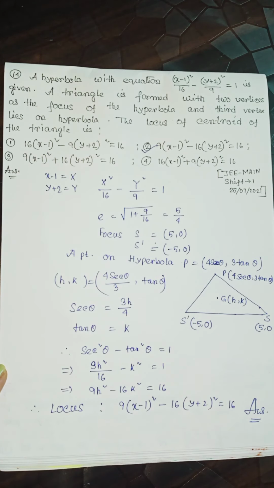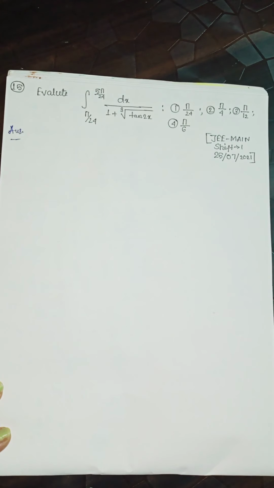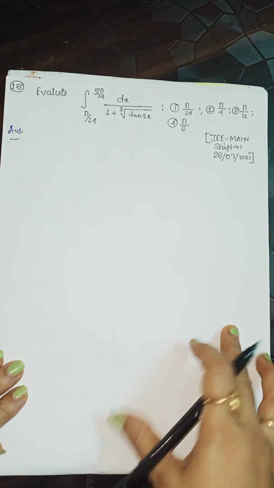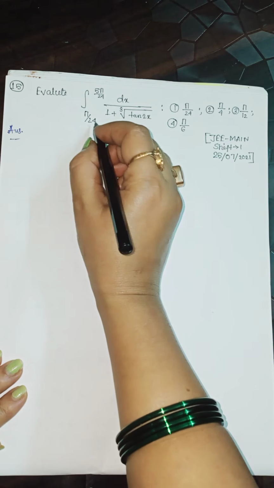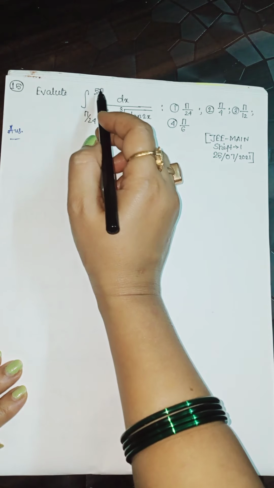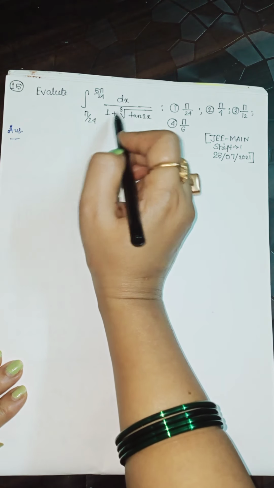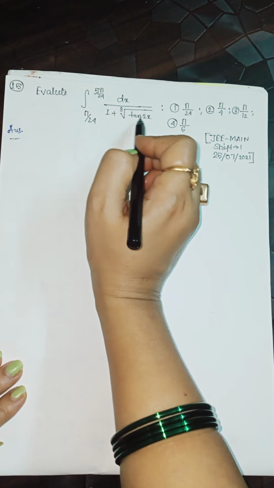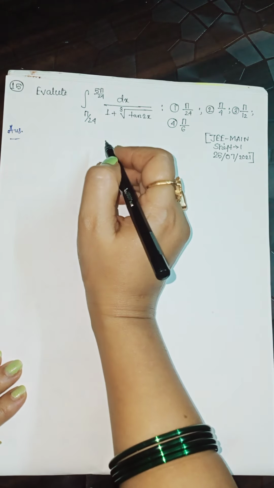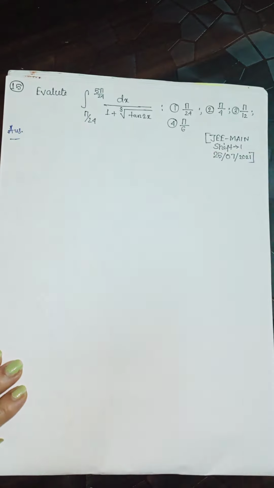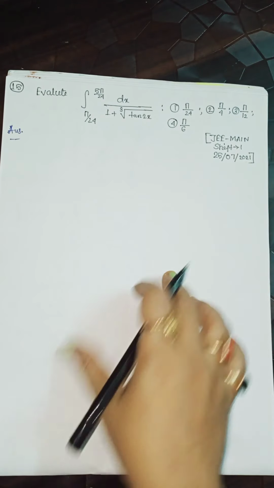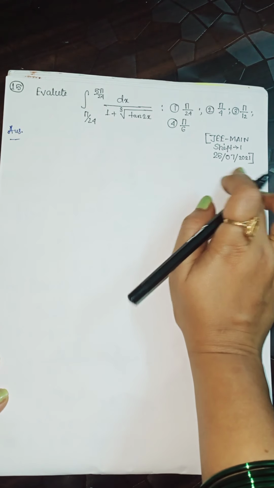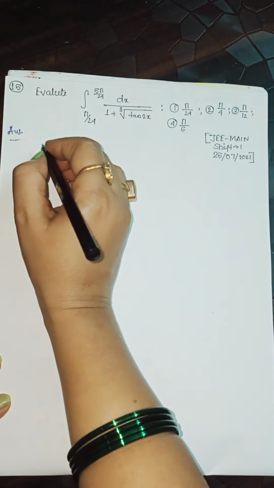Now moving to question 15. Question 15 is to evaluate the integral from pi by 24 to 5 pi by 24 of dx over 1 plus the cube root of tan 2x. Four options are given. This question is from definite integration, and it's also a memory based question from JEE Main Shift 1, 25th of July 2021.